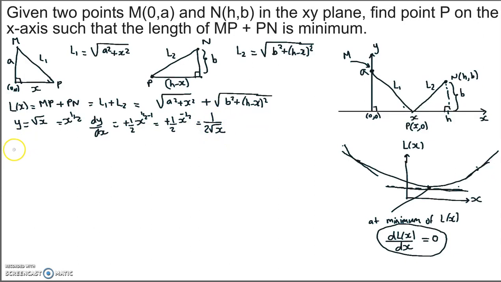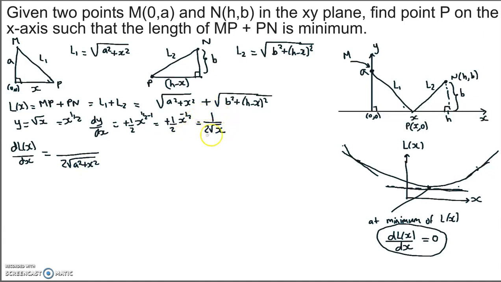So let's get back to L of x. So dL of x by dx equals, we want to get the derivative of this term plus the derivative of the second term. So for the square root of A squared plus x squared, that equals 1 over 2 square root of A squared plus x squared.